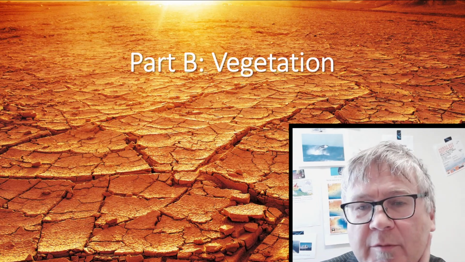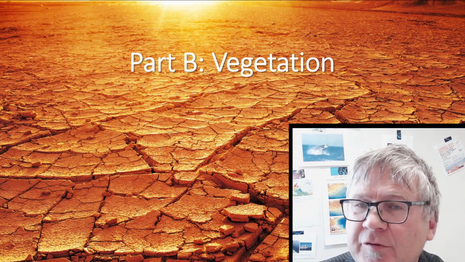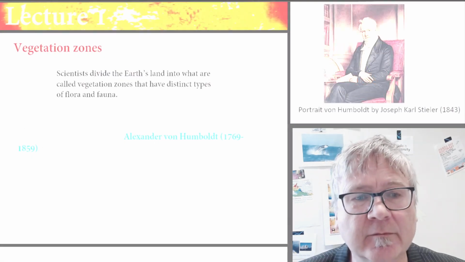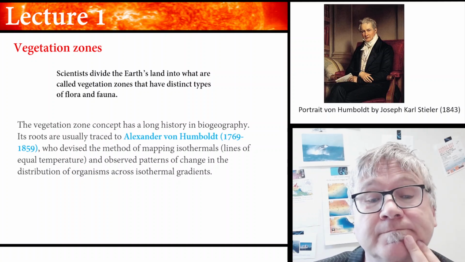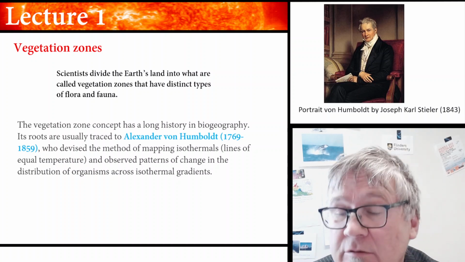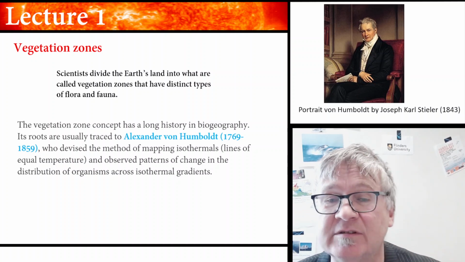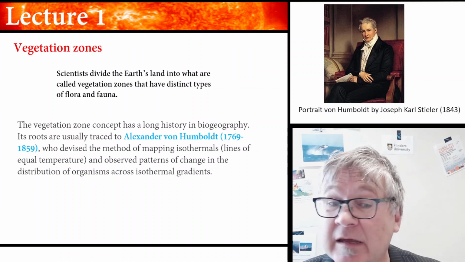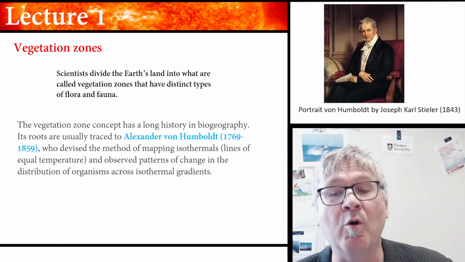So let us talk a little bit about vegetation. What different types of vegetation do you get on Earth and where? Okay. It all goes back to Alexander von Humboldt, and it's about vegetation zones. Scientists divide the Earth's land into what are called vegetation zones that have distinct types of flora and fauna. Okay, there is a long history in biogeography, and its roots are usually traced to Alexander von Humboldt.